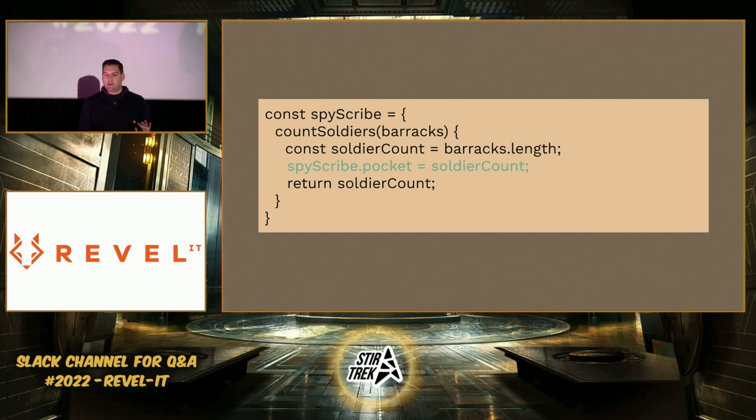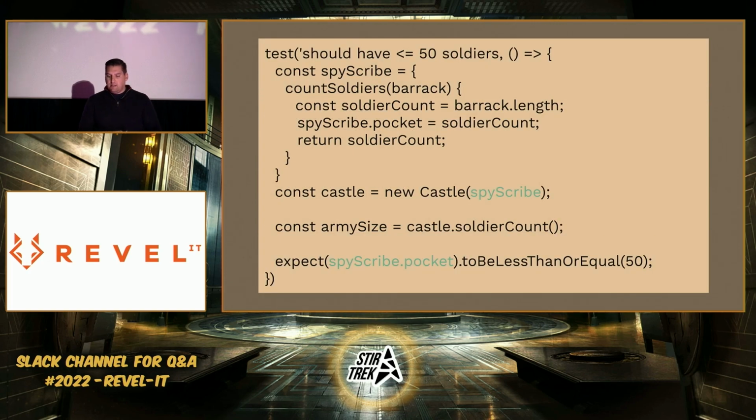We don't trust that result anymore. So what we're going to do is we'll get our spy to put that number, the soldier count, in a little pocket that he has. And now we're going to check directly with the spy at the end of the day what the army count, the soldier count is. So we modify our test case to use our new spy scribe.